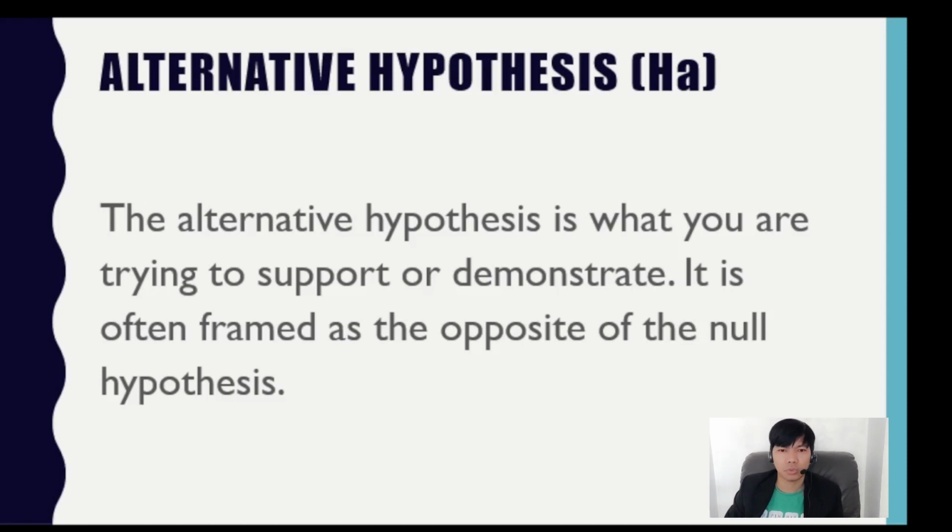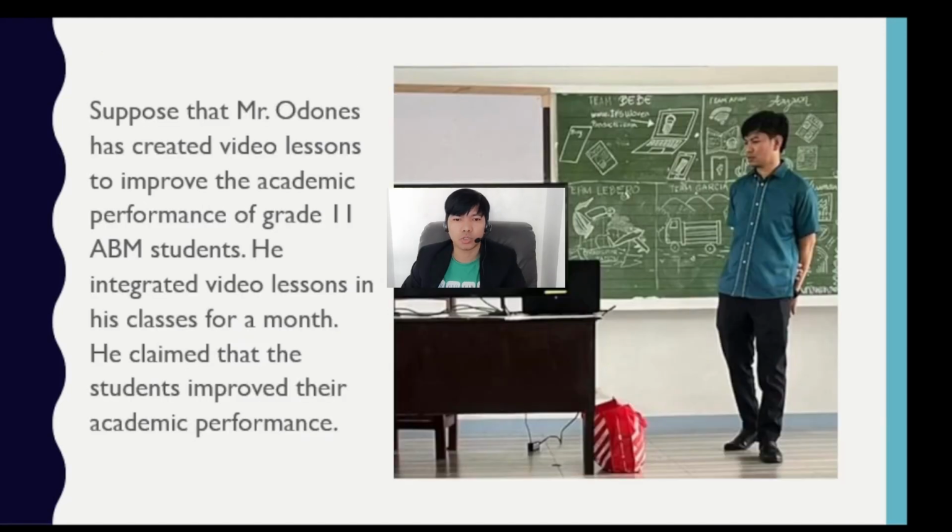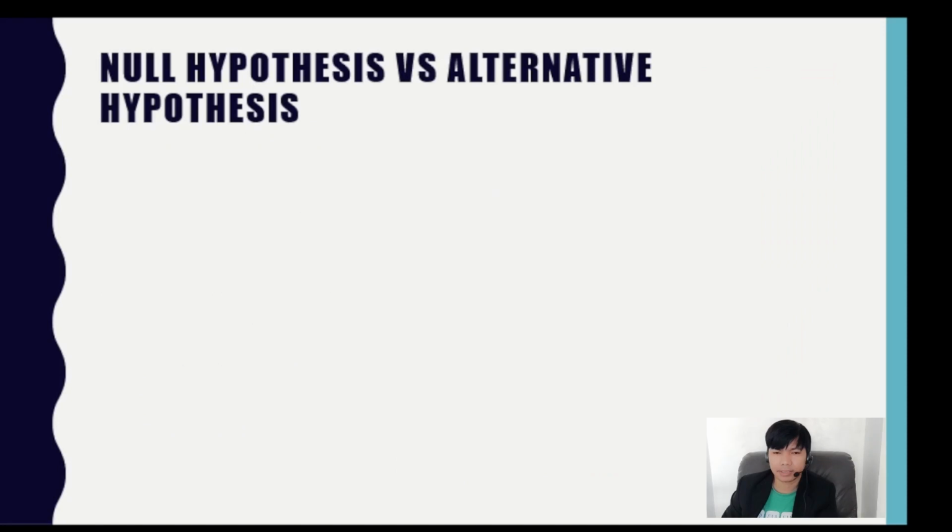Now, going back to the example earlier, where Mr. Odones has implemented video lessons to enhance the academic performance of grade 11 ABM students, let's formulate the null hypothesis and the alternative hypothesis. So what's going to be our null hypothesis? The null hypothesis is denoted by H0 or H sub 0, while the alternative hypothesis, by the way, is denoted by H small letter a, or H sub 1, or H sub a.